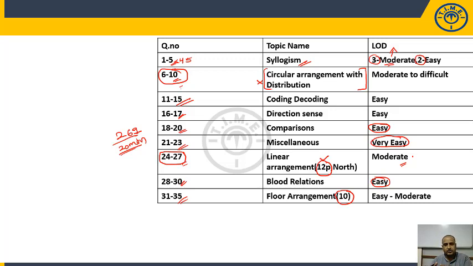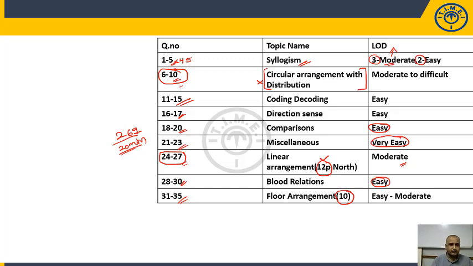Circular arrangement with distribution means you will be given information like this: 6 persons are sitting around a circular table. Each of them likes a different color. So you have a variable. So better to take that up last. And 12 persons are sitting in a linear row. So better to take that up last. Because when more persons are given, you can expect more clues, and it may lead to more possibilities. Better to take that up later.